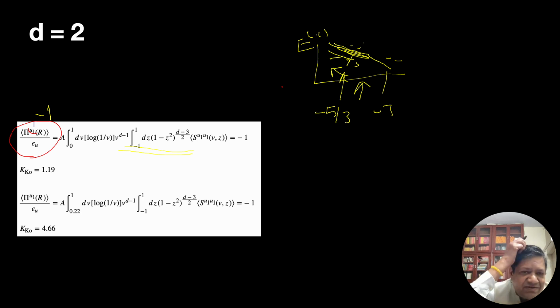It turns out this integral is negative, and from that you can compute the Kolmogorov constant. If I do the integral from 0 to 1, I get the Kolmogorov constant to be 1.19. However, in numerical experiments, and in some real experiments with soap films and so on, people think that the Kolmogorov constant is around 6 for 2D, and we are getting 1.19. So that's not looking very good.